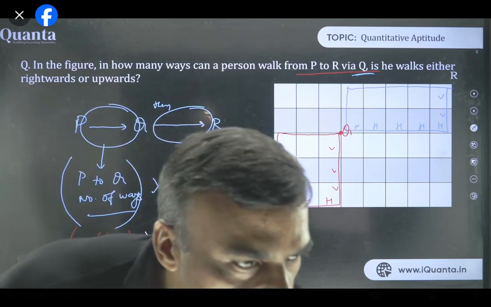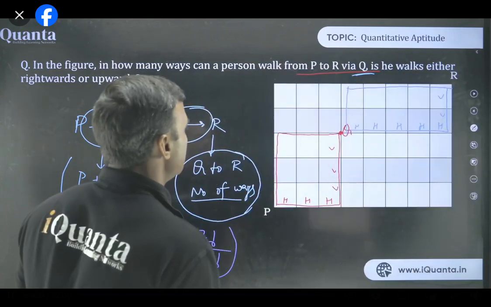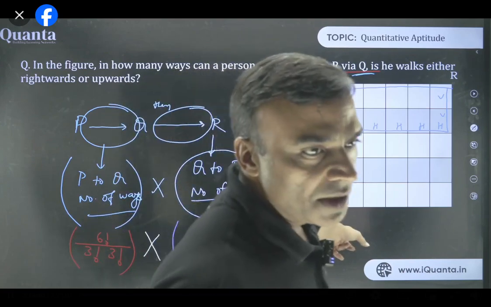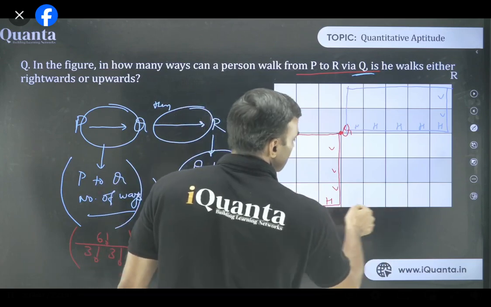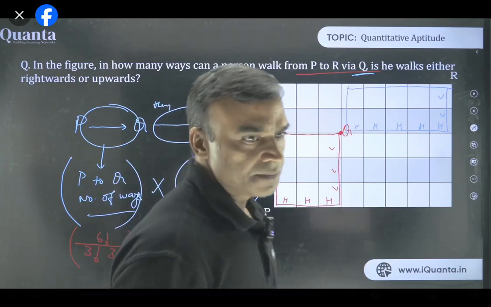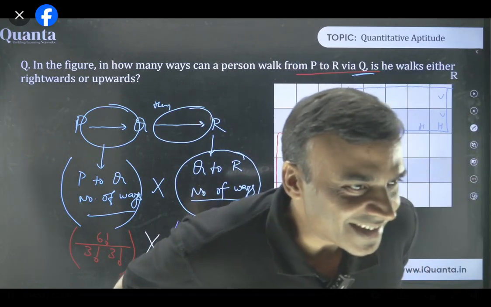Okay. For P and Q. Wait. Hold. The box should be 5 by 3. Check कर लेते हैं. P and Q is 3 by 3. P and Q box is 3 by 3. Check करो. देखो Q is here. So you start from P. Why would you go beyond? You will just take upward here only. Okay.